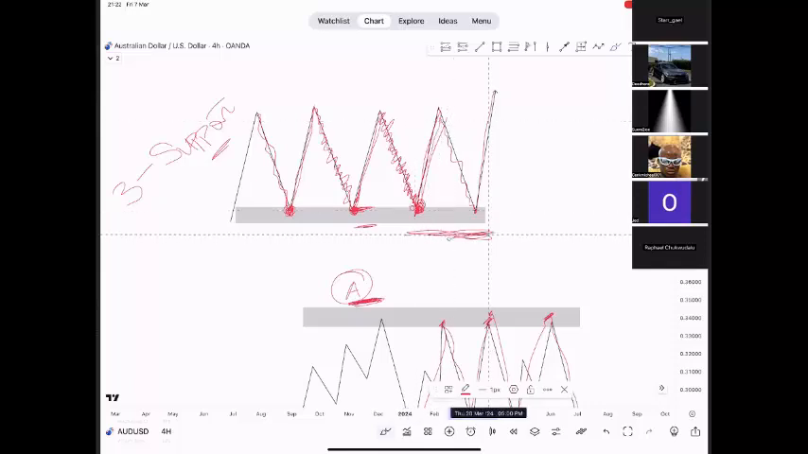Trust me, your supportive friend doesn't want to see you sad, right? The supportive friend doesn't want to see you go down. They don't want to see you sad. So that is support and resistance on the charts, basically.